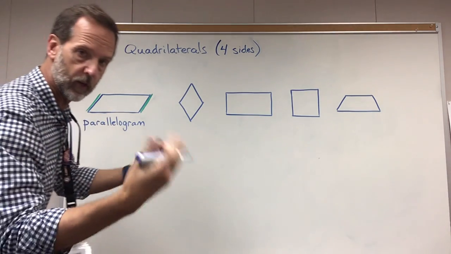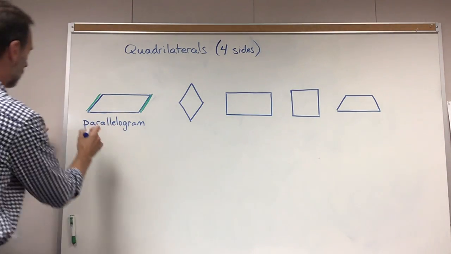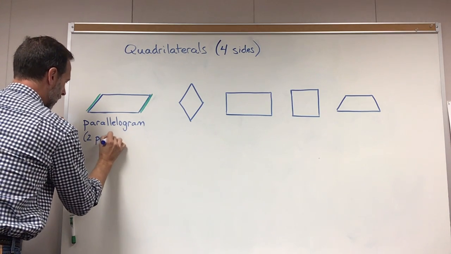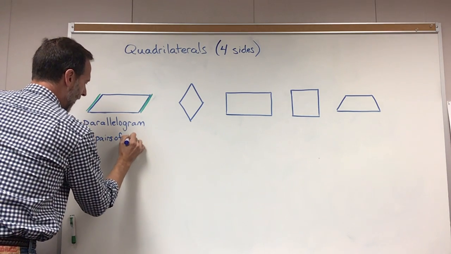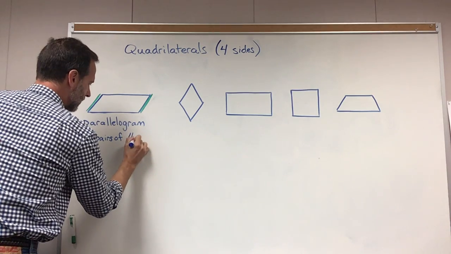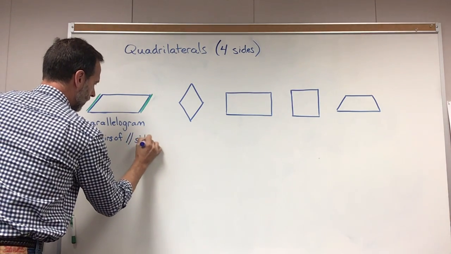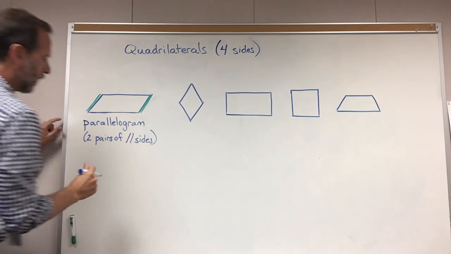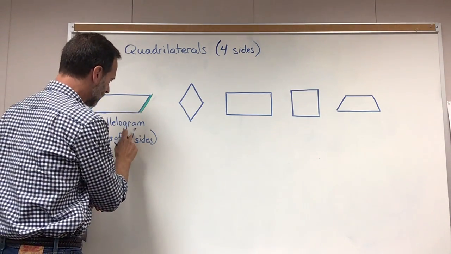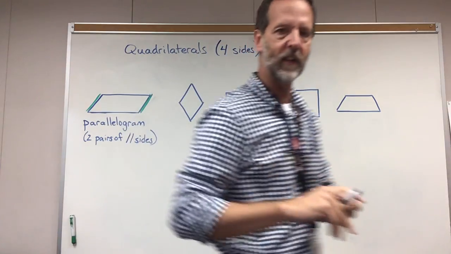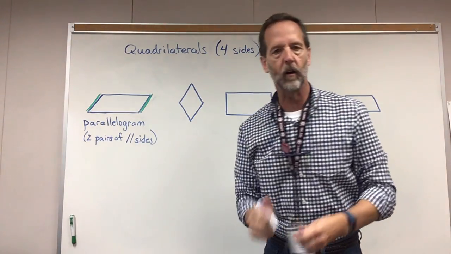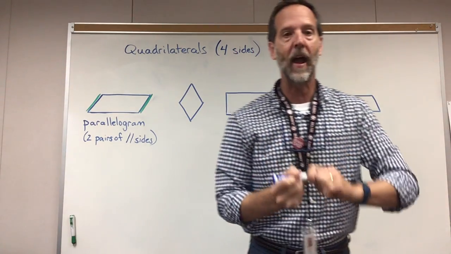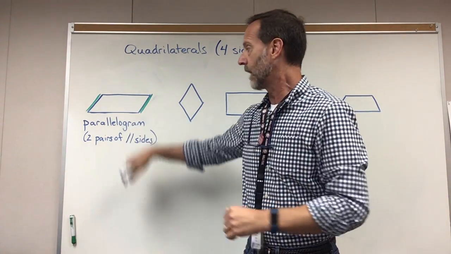And I'm going to write what makes it a parallelogram. It has two pairs of parallel sides. And I'm going to do this for parallel. Two lines like that go in the same direction, almost looks like a leaning 11. That's a symbol for parallel. It has two pairs of parallel sides. That makes it a parallelogram. Okay? That makes it a parallelogram.